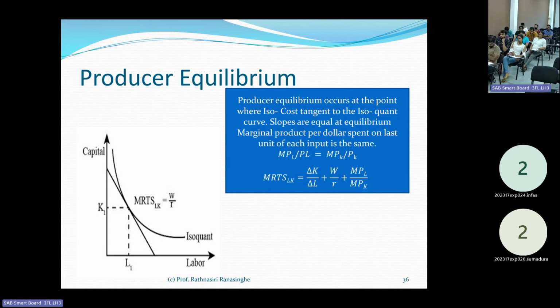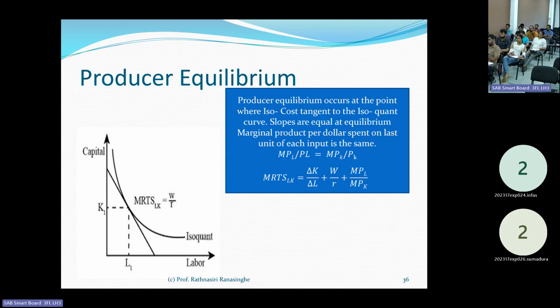We know that the slope of the isocost curve is the price ratio between the two factors, that is the wage rate over the interest rate, and the slope of the isoquant is the marginal rate of technical substitution. That is MRTS, in other words delta K over delta L. So in other words, the ratio between the marginal productivity of labor and capital, MPL over MPK, at this point.